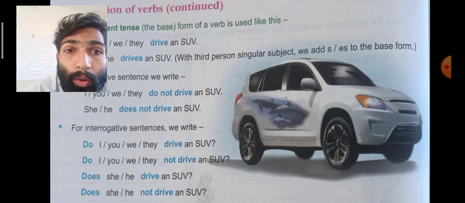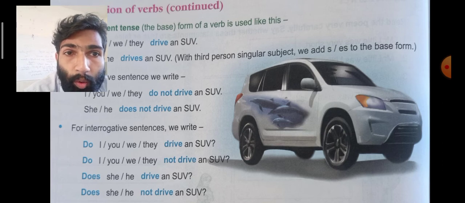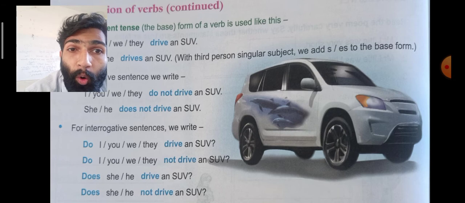Then next, negative interrogative: Don't I, okay, don't I we can say. Then, don't you drive an SUV? Don't we drive an SUV? Don't they drive an SUV?